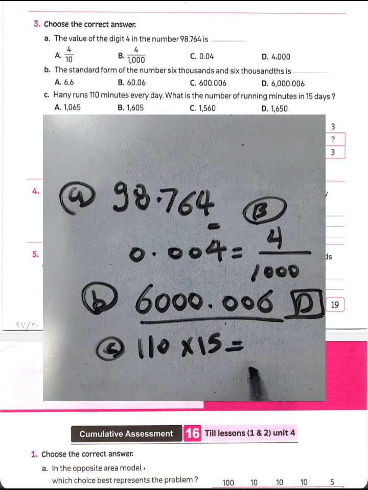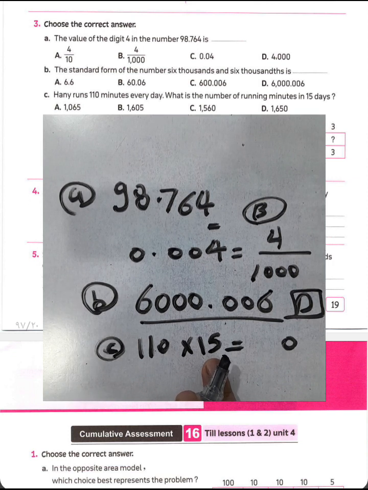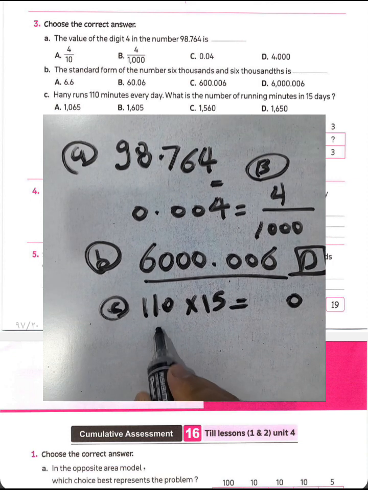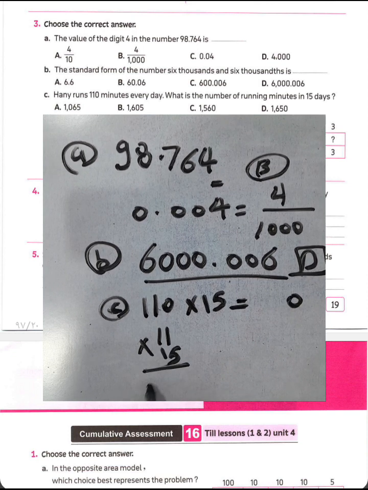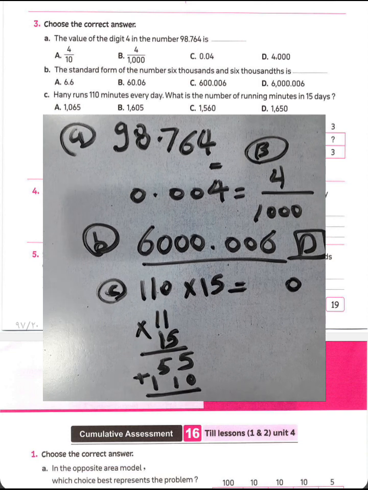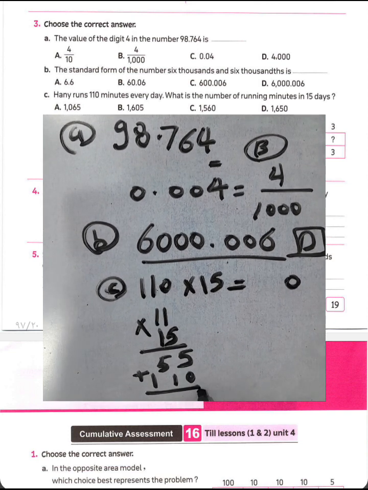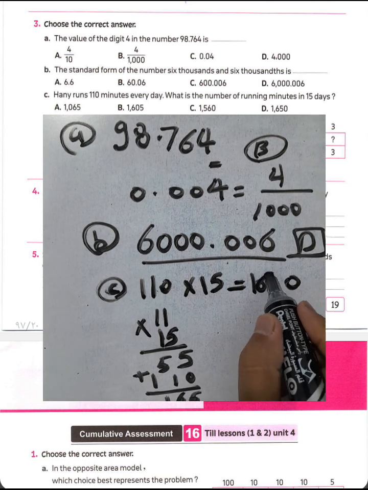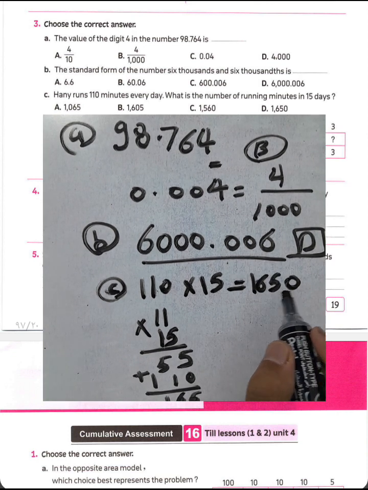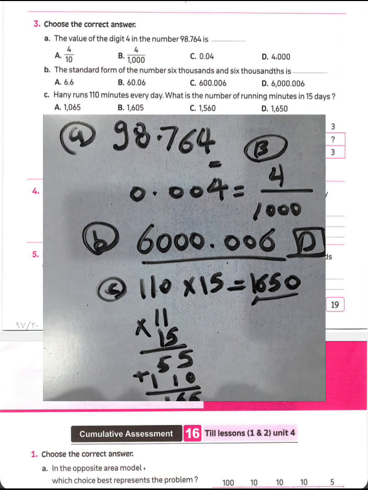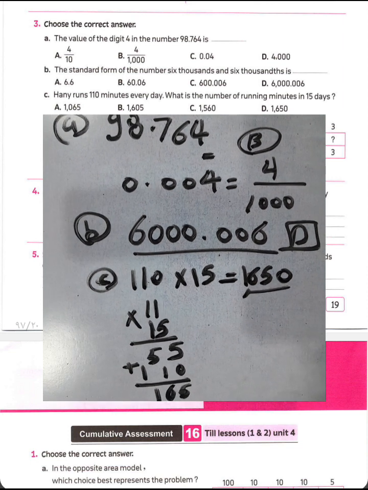We can write 0 here and 11 times 15. 11 multiplied by 15. 1 times 5 equals 5 and 1 times 5 equals 5, plus 0. 1 times 1 equals 1. 1 times 1 equals 1. And then we can add the two numbers here. 5 plus 0 equals 5. 5 plus 1 equals 6, and write 1. Then we can write here the result will be 1650. Okay.